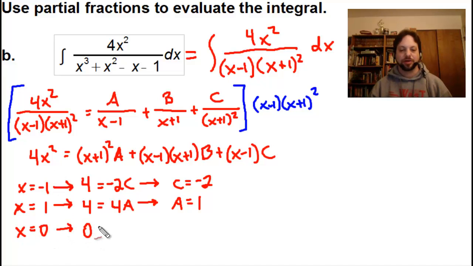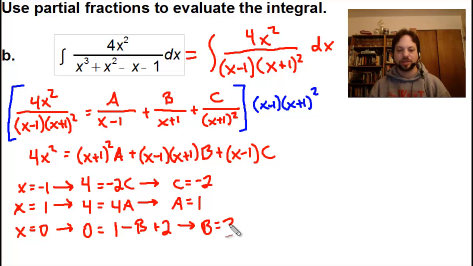By doing that, I'll get 0 on the left side. This will give me 1 squared a. Of course, a is 1. So we have that. B I don't know, but this will give me negative 1 times positive 1 b. So I'll have minus b. And if I plug 0 in here, I have negative 1c. But I know what c is, so this will say plus 2. Now, again, do a little bit of math here, and we'll find that b is going to equal 3. 3 if I'm correct. Yes.